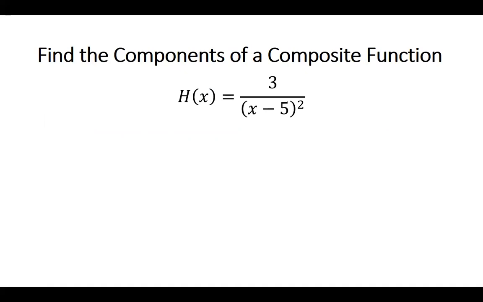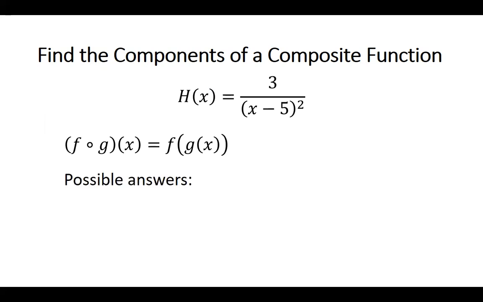Finding the components of a composite function. Well, when you're finding the components of the composite function, you're really just looking to see what are two functions that if I plug one into the other is going to give you this composite function. So we look at the fact that f of g of x literally means f of g of x. What function can I plug into what other function to give me this final function, h of x, that we have here? So I see that we've got 3 over x minus 5 squared.